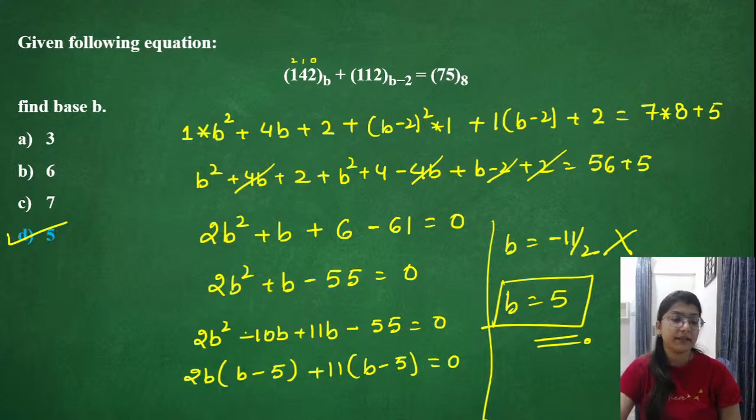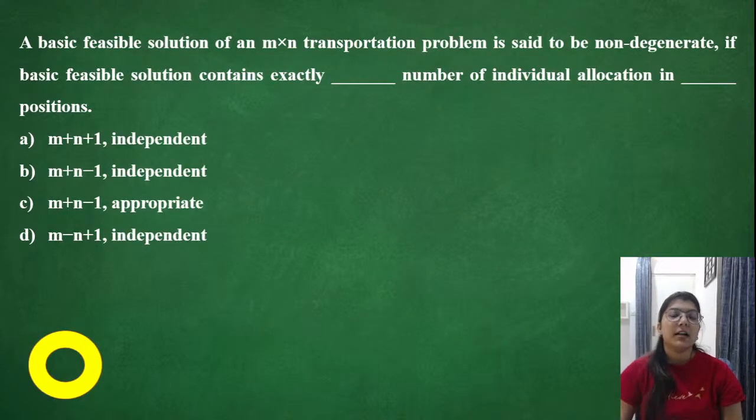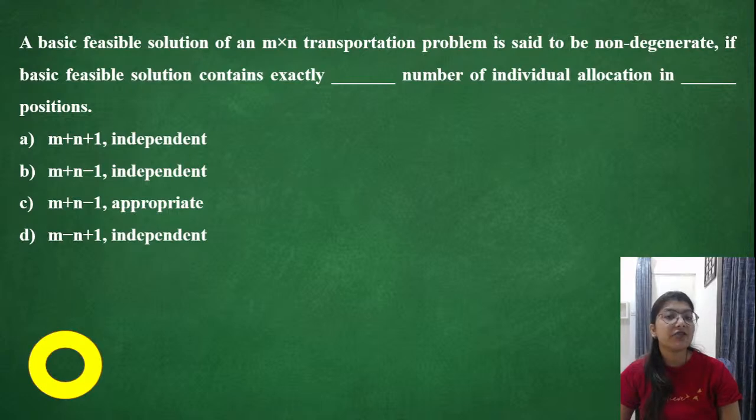Chalo. Next question. So, a basic feasible solution of an M cross N transportation problem is said to be non-degenerate if the basic feasible solution contains exactly dash number of individual allocation in dash position.